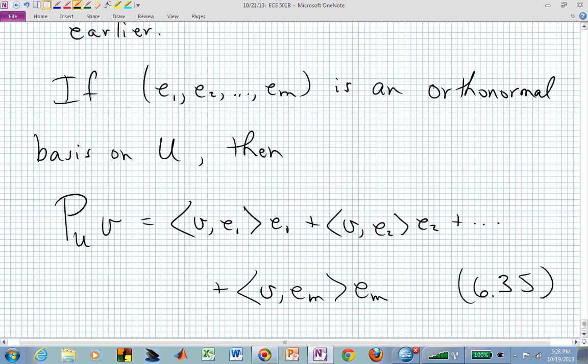We'll pick up at that point next time, and this now allows us to begin to look at minimization problems, which is a very powerful technique that's applied in many different disciplines.